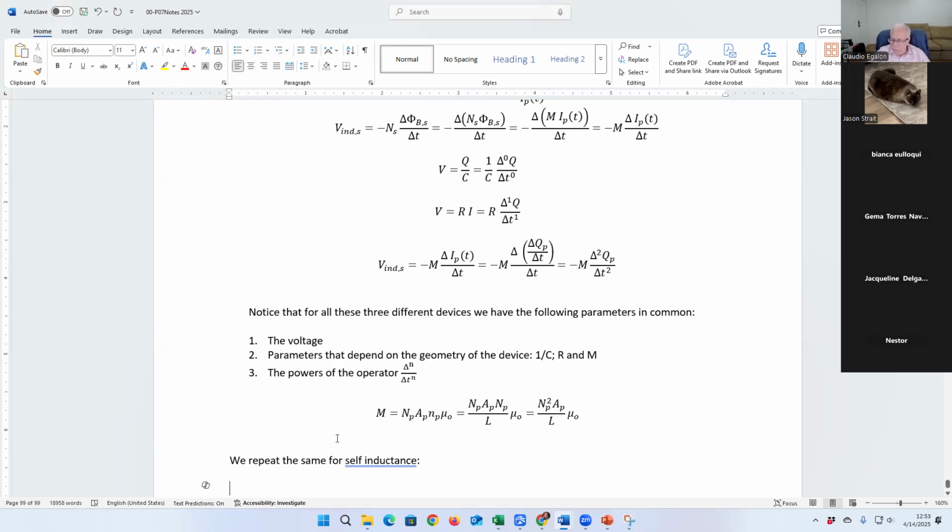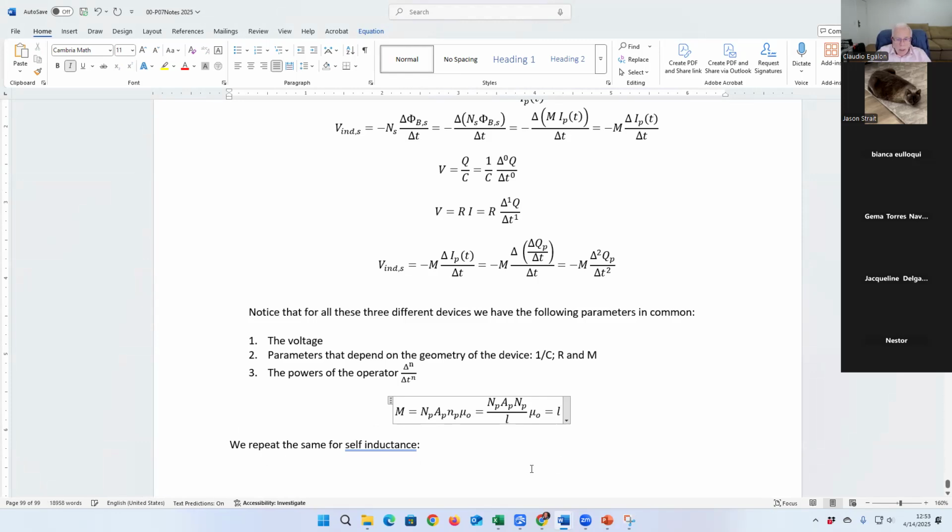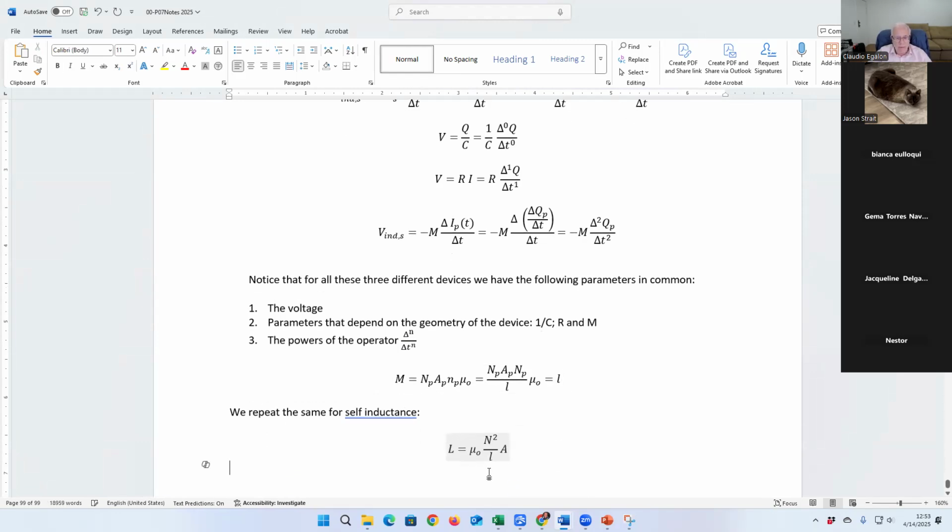What time is that? 12:53, right? Oh, we run out of time. Sorry, folks. And let's see. I'm going to write down here the final result for self-inductance. Self-inductance, I'm going to call, and by the way, I'm going to use lowercase l here. Lowercase l. Okay, self-inductance, and we get something like that. Okay. Sorry, I went over my allotted time.